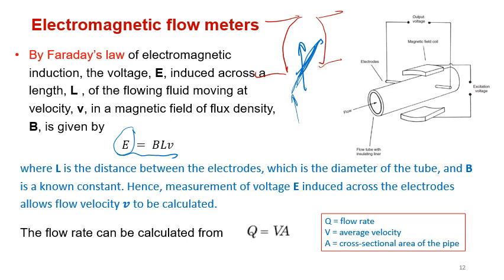E equals B times L times V, where B is the flux density, which is caused by the permanent magnet. L is the length of the conductor. V is the velocity of cutting. So there will be a voltage generated if this situation happens.